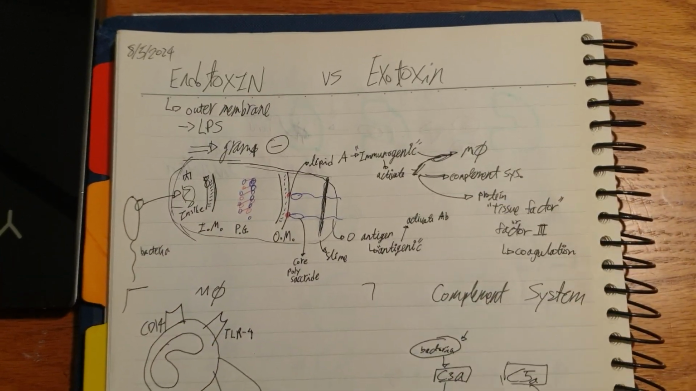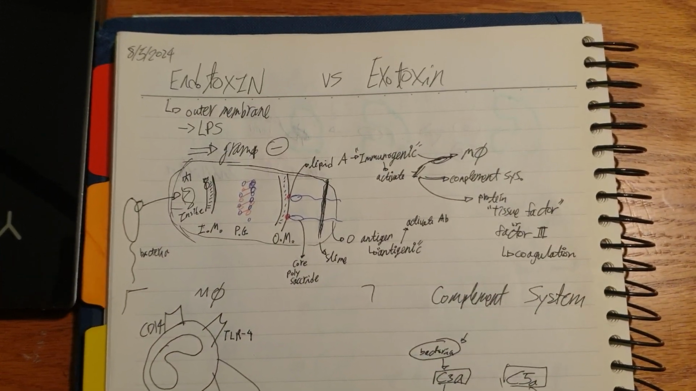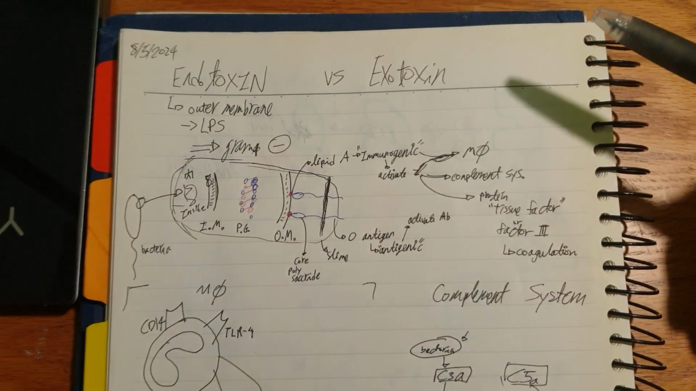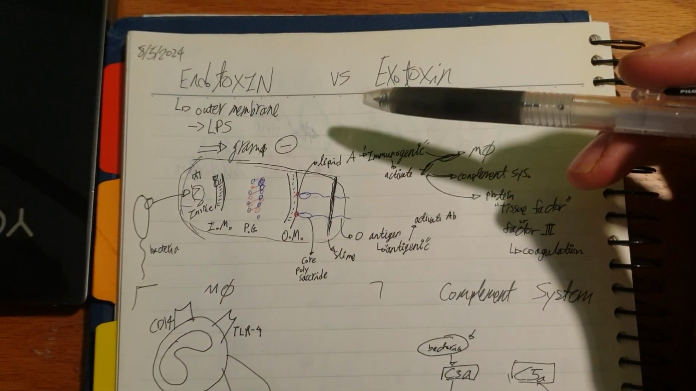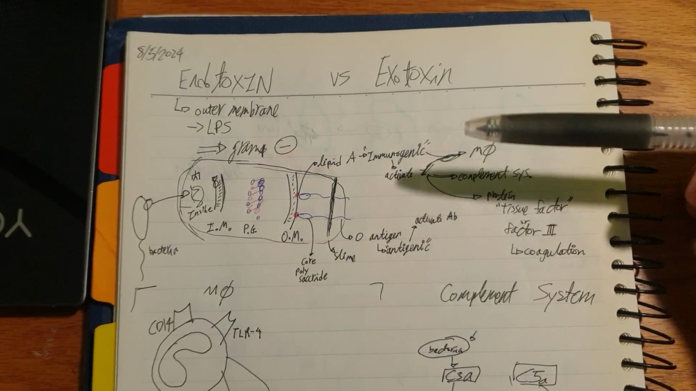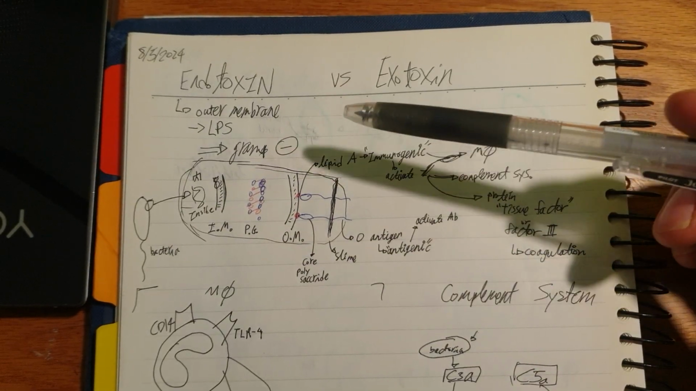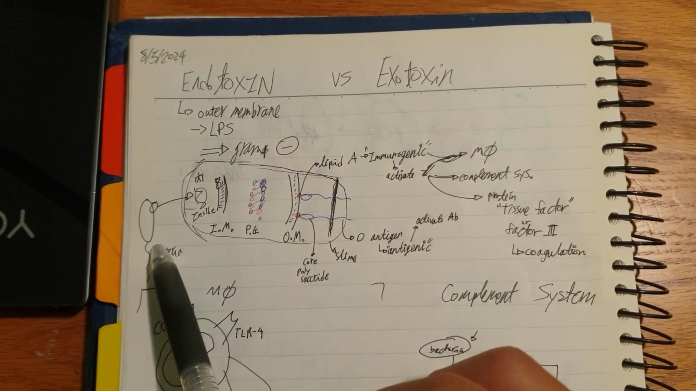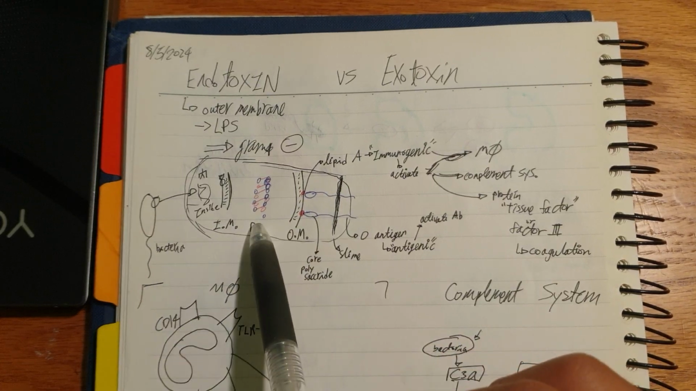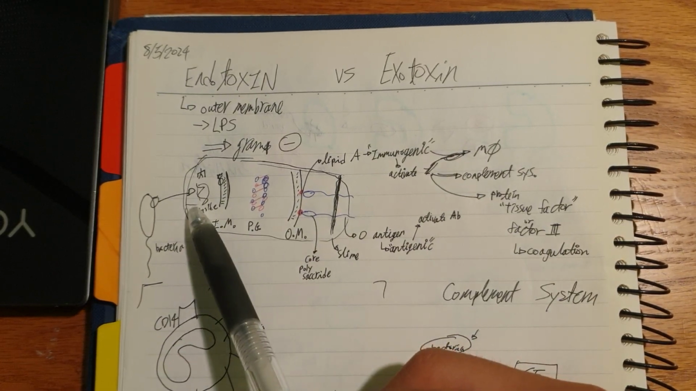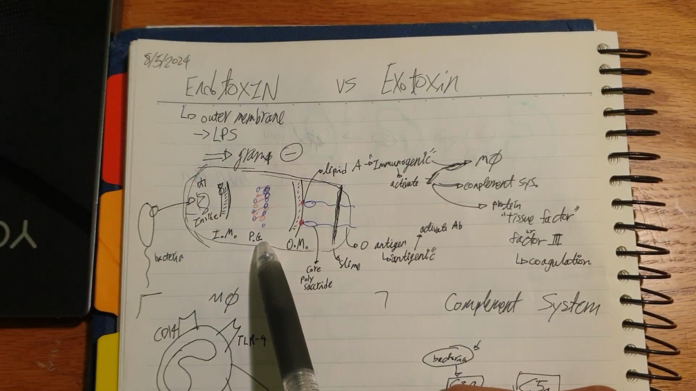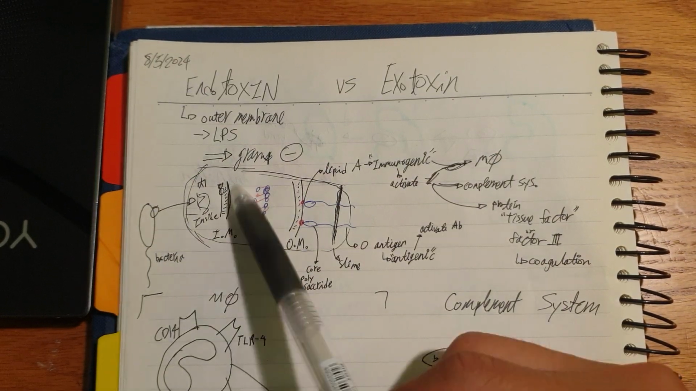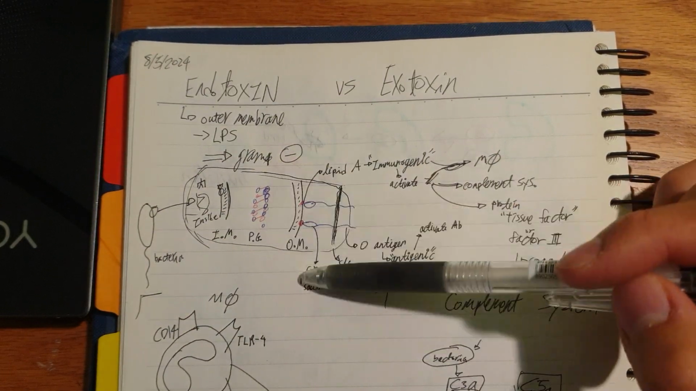So for bacteria, there's endotoxin and exotoxin. Endotoxin is from the outer membrane, which is composed of lipopolysaccharide, and it is only present in gram-negative bacteria. If you look closely into the bacteria's cell wall, this is inside of the cell. We have the inner membrane, and then the peptidoglycan.